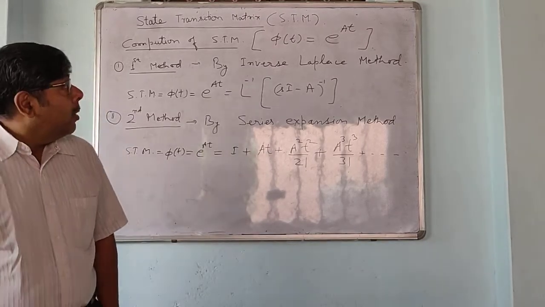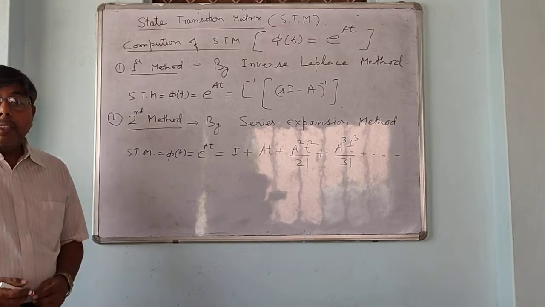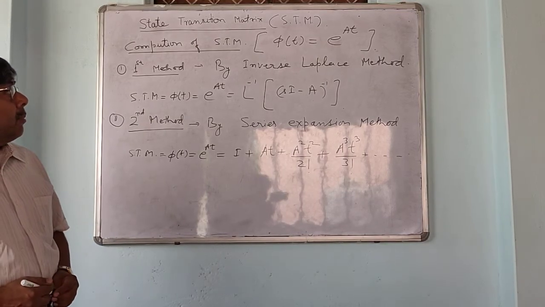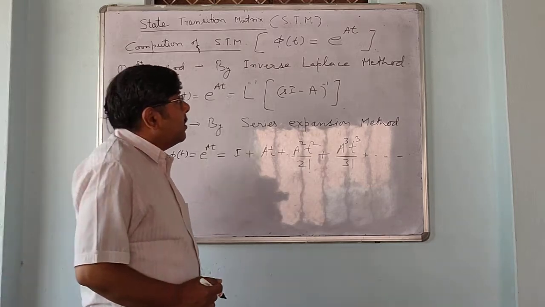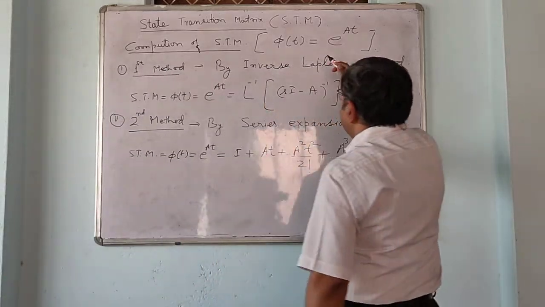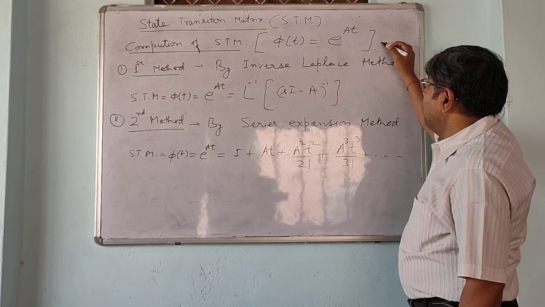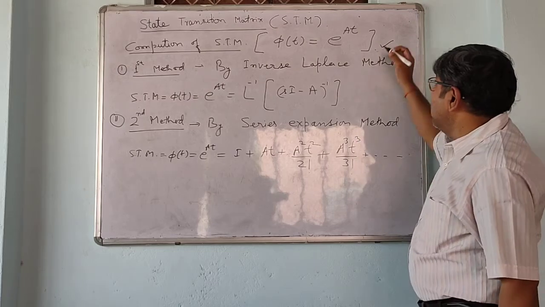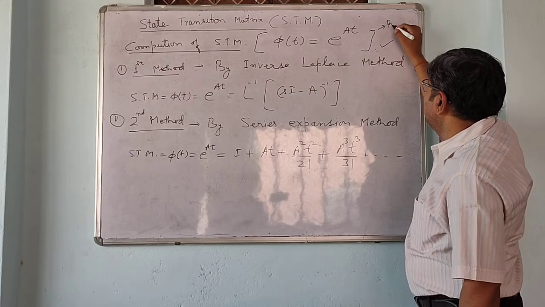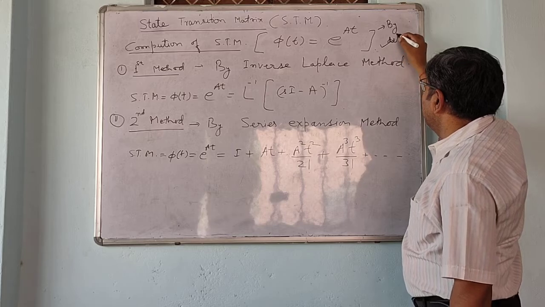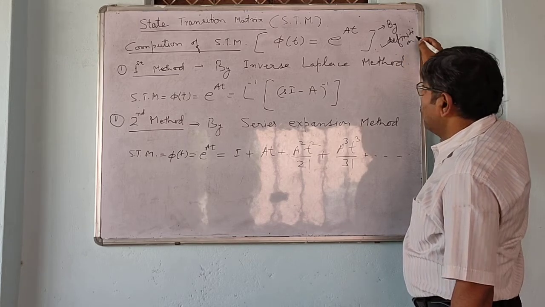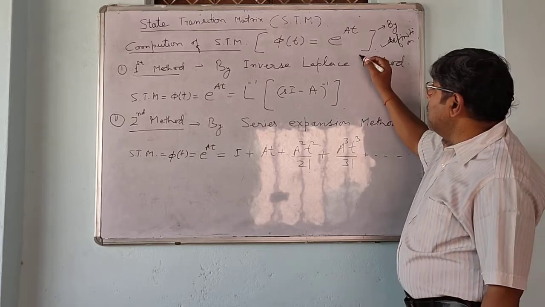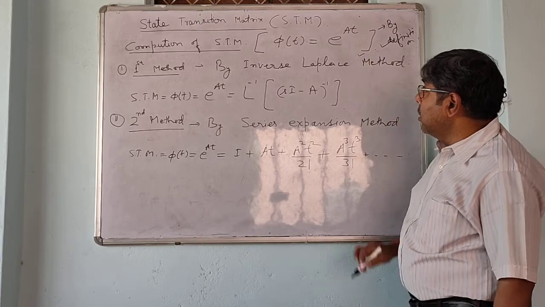प्यारे बच्चों, today we will discuss state transition matrix. State transition matrix is given by phi t equals e to the power At. This is by definition. So this is the basic definition of state transition matrix.